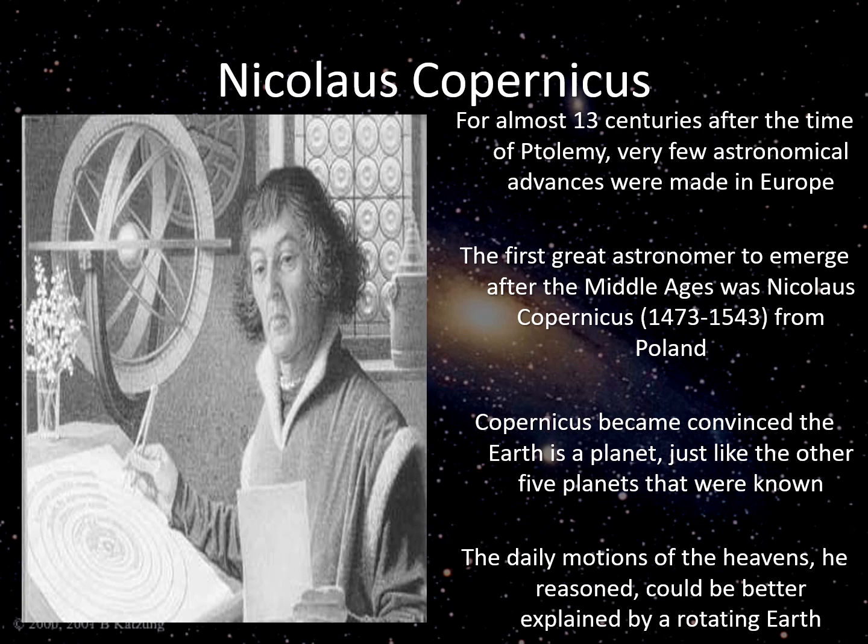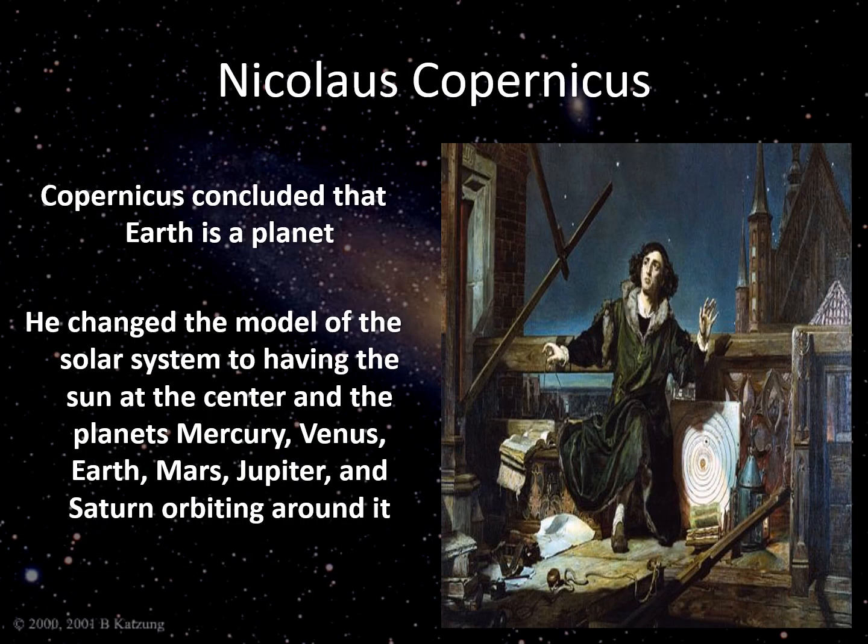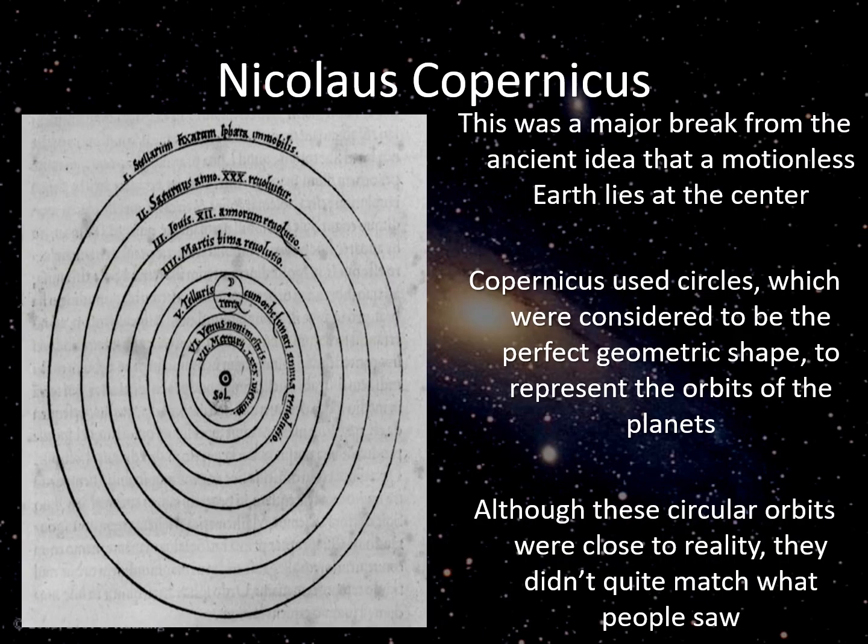And the daily motions of the heaven and the celestial sphere, he reasoned, could be better explained by a rotating Earth. He concluded that the Earth is just a planet, and he changed the model of the solar system to having the Sun at the center, and the planets Mercury, Venus, Earth, Mars, and Jupiter, and Saturn orbiting around it. So this was a major break from the ancient idea that a motionless Earth lies at the center. And Copernicus used concentric circles, which were considered to be the perfect geometric shape, to represent the orbits of these planets. Although these circular orbits were close to reality, they didn't quite match what people saw.